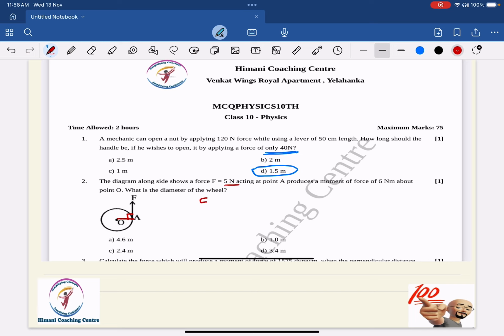F, which is 5, times OA, which is the radius, and it is equal to 6. So that will give us OA equals 6 by 5, correct? And which is the radius. Just keep that thing in mind because we are asked the diameter. So you double it and you get the answer as 2.4. So 2.4 is the correct answer.